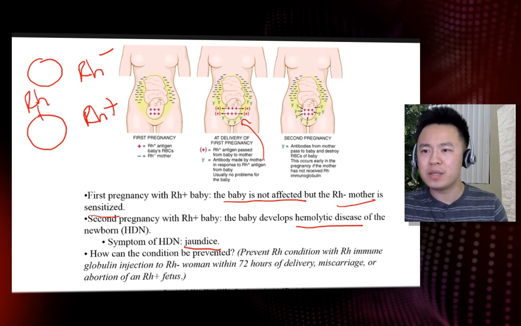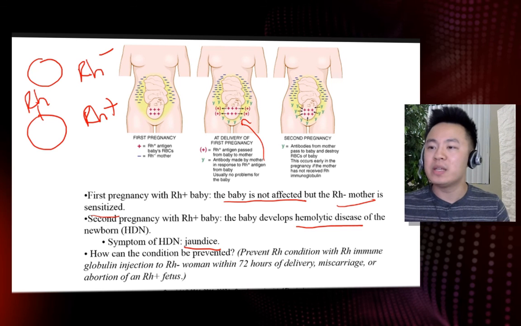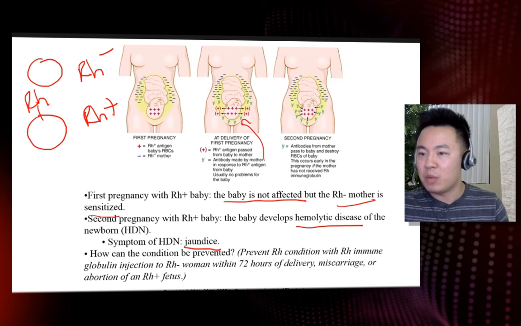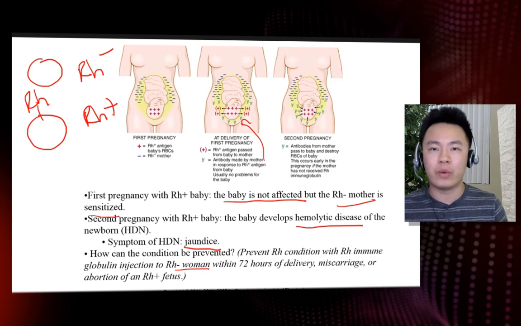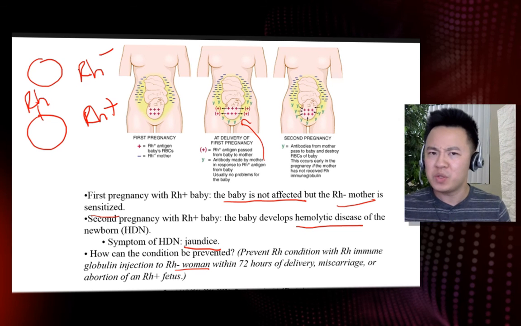Now, one of the ways in which one can prevent the antibodies from interacting here is to prescribe an immune globulin injection in the mother within 72 hours of delivery, miscarriage, or abortion of an Rh positive fetus. And you're probably asking me, why within 72 hours?